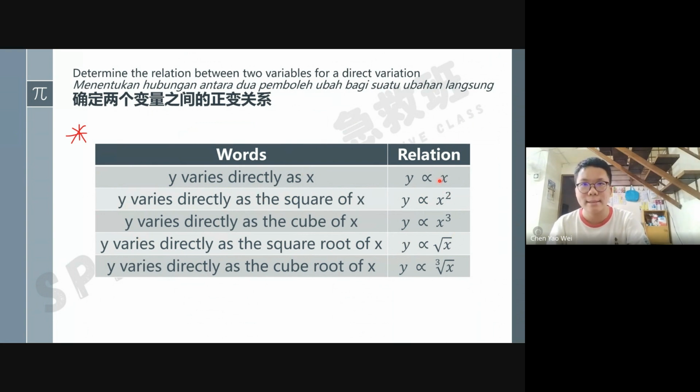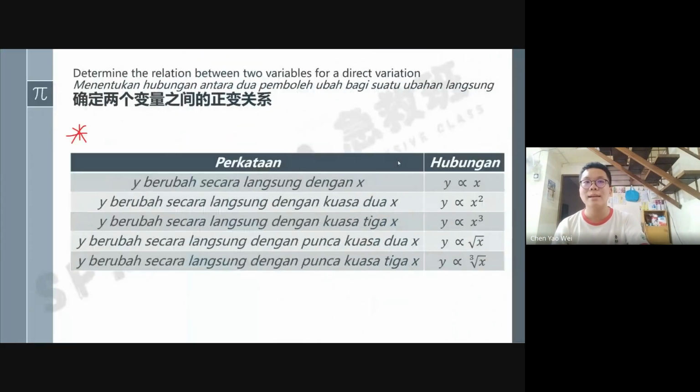Okay, you need to know x squared, x cubed. But till now, we see only this one. Only this limit. Other than that, they never ask for x to the power 4, x to the power 5. The limit is until this one. They didn't go higher. For the Malay version it is berubah secara langsung. If you know this, then when you go to the next part, it will be easier.